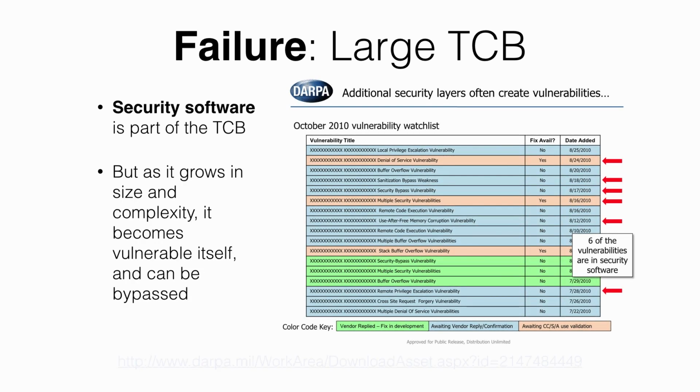As another example of a failure to follow the principle of a small trusted computing base, consider security software. This software is obviously part of the trusted computing base because it is used by the system to enforce security. In other words, to make sure the system is free of viruses or worms and the like. Unfortunately, over time, this software has grown in size and complexity and has now become vulnerable itself and is frequently attacked. This chart, put together by DARPA, shows that 6 of the vulnerabilities reported in August and July of 2010 were in fact in security software.